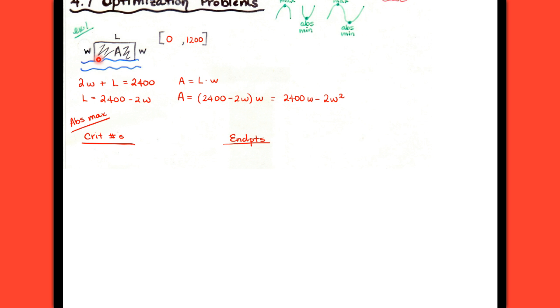Okay, so critical numbers. How do we find critical numbers? Set the derivative equal to 0. So let's take the derivative. So what's the derivative of 2,400 W? 2,400. And what's the derivative of 2W squared? 4W. So 2,400 minus 4W is set equal to 0. How do we solve that? Either move the 2,400 or the 4W to the other side, whichever you prefer, and then divide out that coefficient on the W. So we'll get W as 600.